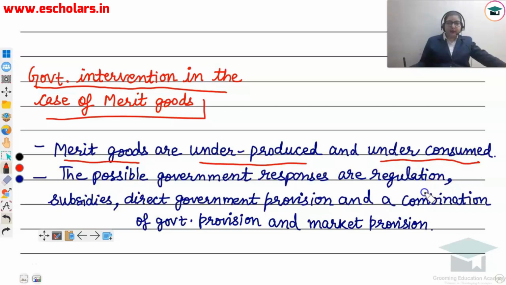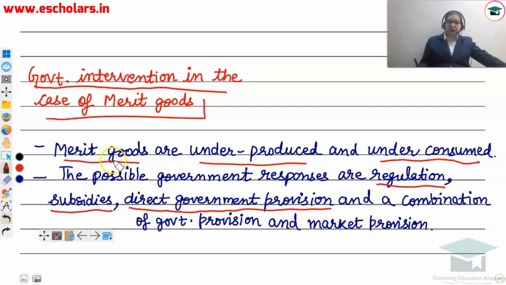Now to enhance the production and the consumption of the merit goods, the government takes various steps such as regulation. The government frames rules and regulations in order to increase the production and consumption of merit goods. The government provides subsidies on the production and consumption of merit goods. The government also provides direct government provision.